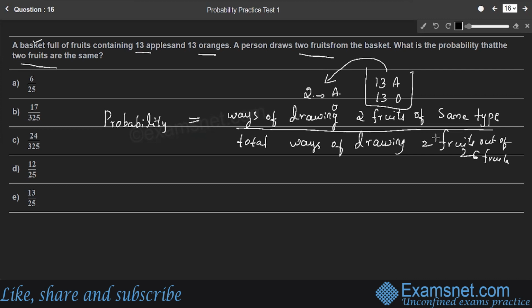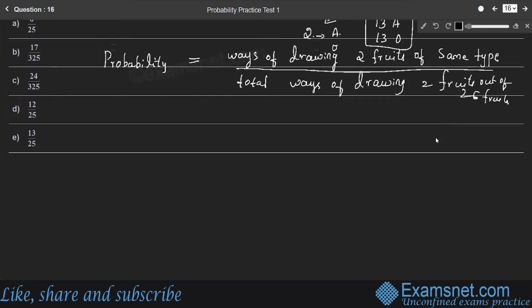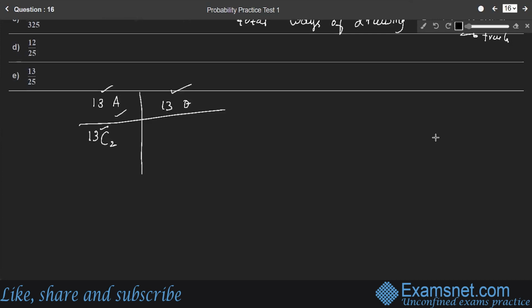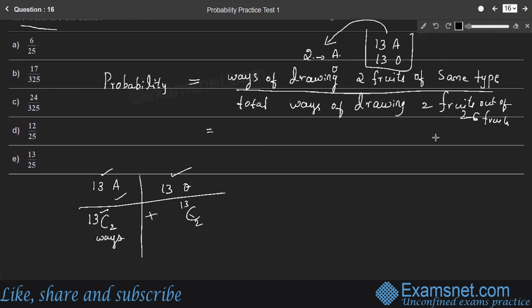Here we'll consider ways of drawing 2 fruits of the same type. So here are 13 apples and 13 oranges, right? So we'll consider the first case. Either you have to draw 2 apples or 2 oranges out of 13 apples and 13 oranges, right? So here ways of drawing 2 apples out of 13 apples is nothing but 13C2, right? So you can draw 2 apples from 13 apples in 13C2 ways, and also you can draw 2 oranges out of 13 oranges in 13C2 ways. Therefore, together it is 13C2 plus 13C2 ways, right? So these are the total ways of drawing 2 fruits of the same type.